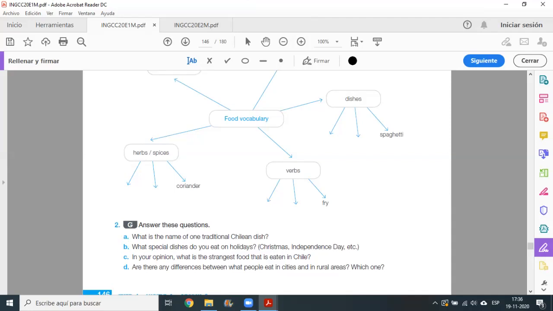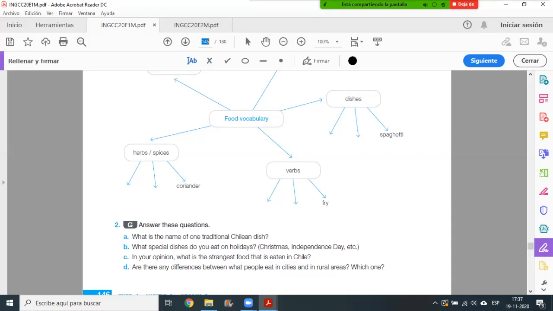¿Ya? ¿Es la misma comida? Think about it. Contestar, ¿cierto? ¿Cuál será la diferencia entre la gente que... la forma de comer, ¿cierto? De los platos que comemos acá en la ciudad y lo que se come en las áreas rurales, in rural areas.